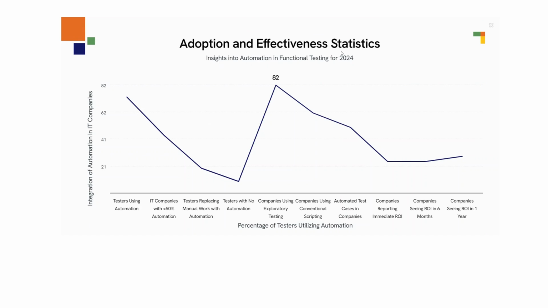So now adoption and effectiveness statistics. This diagram shows the insights in the automation in functional testing for 2024. So you can see IT companies with greater than 50% of automation, testers replacing manual work with automation, testers with no automation. This is basically showing the percentage of QA testers in 2024 in IT companies which are opting for automation in functional testing, which is actually required because it decreases our time.